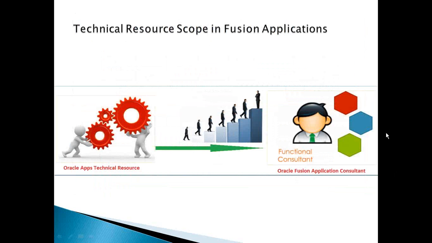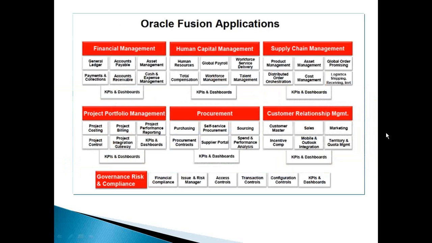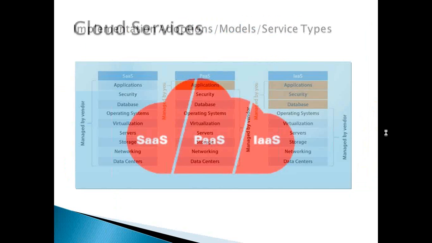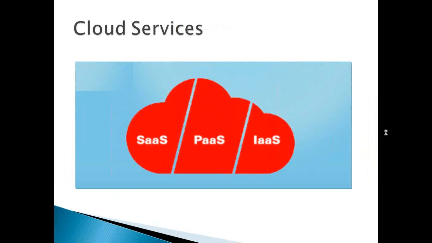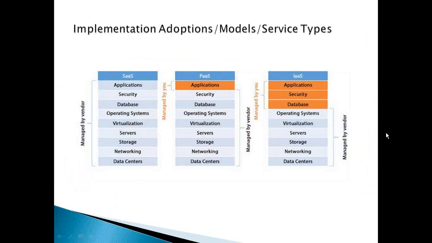So the other point is technical resource scope in the Fusion applications. Frankly speaking, there is not much scope. Most of the technical resources are moving to the functional side when you talk about financial application, because we already discussed there are three different models: SAS, PAS, and IAS.